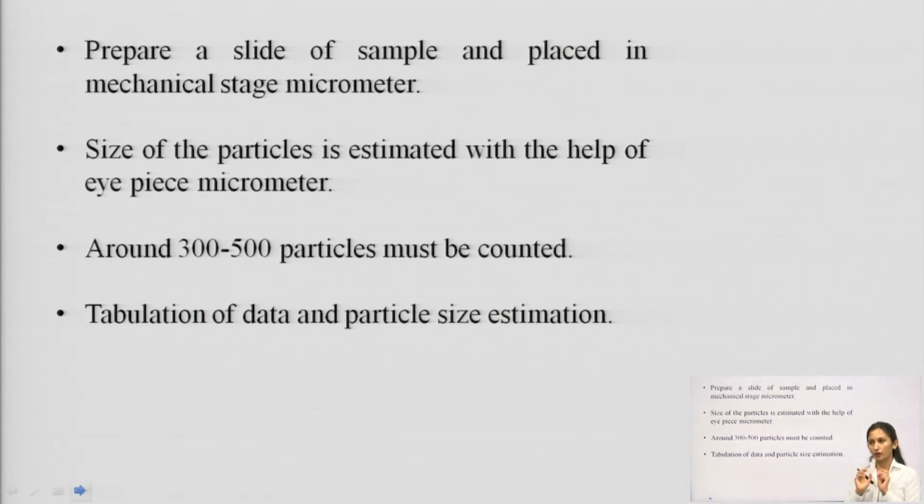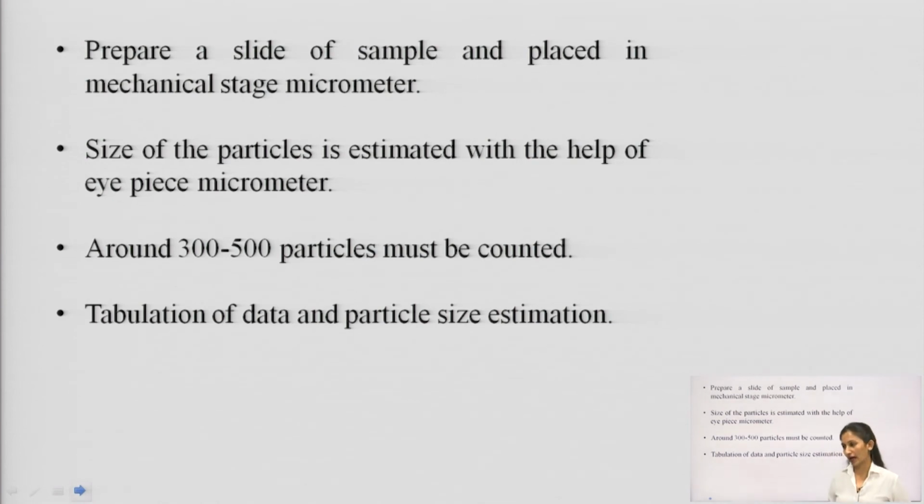After this, we sprinkle the particles on the glass slide. After the calibration, remove the stage micrometer from the optical microscope and put our prepared slide of the particles in its place. Suppose I am going to determine the average particle size of calcium carbonate particles.